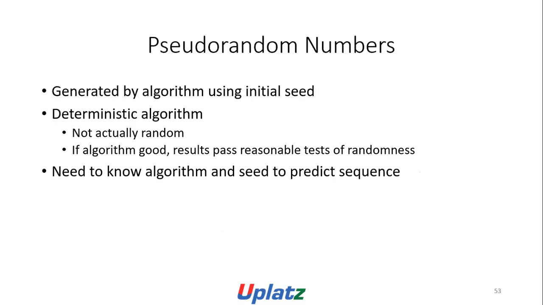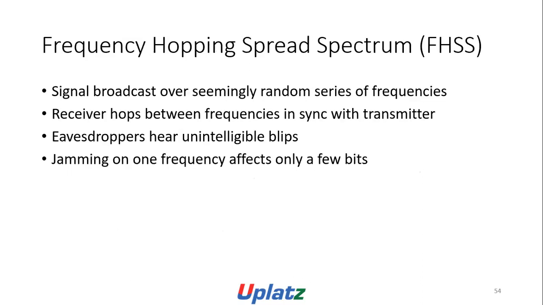A pseudo-random number is generated by an algorithm using an initial seed. It is a deterministic algorithm, not actually random. The algorithm could resist any reasonable test of randomness. You need to know the algorithm and the seed to predict the sequence.